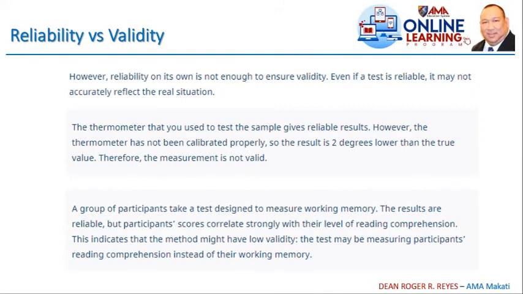A group of participants take a test designed to measure working memory. The results are reliable, but participants' scores correlate strongly with their level of reading comprehension. This indicates that the method might have low validity. The test may be measuring participants' reading comprehension instead of their working memory. Ibig sabihin lang yan, hindi nila iintindihan yung tanong. Kaya maaaring apektado ang kanilang results. So, hindi mo sila tinetest dun sa actual topic. Tinetest mo sila kung paano ba sila kagaling mag-English, makaintindi ng topics. Dapat naiintindihan nila yung questions. So they are measured based on what is being measured, not on other skills or knowledge.